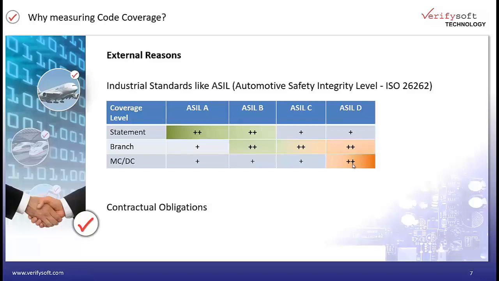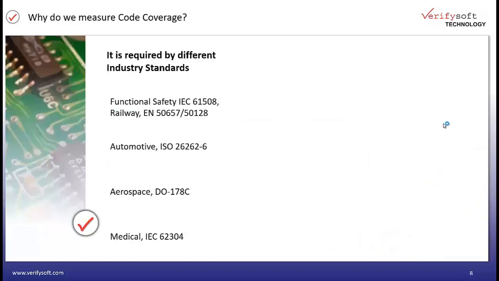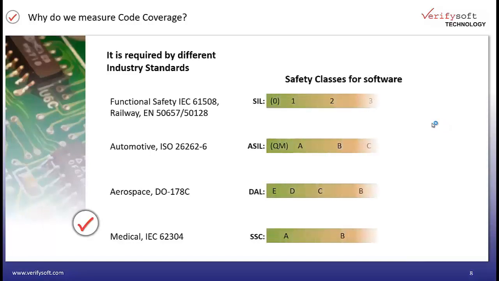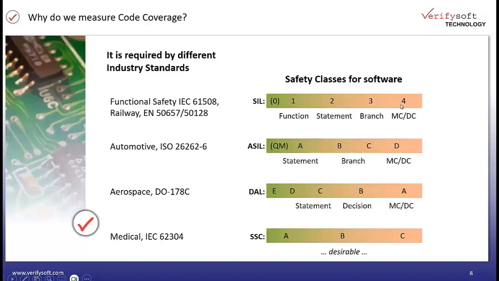So, external reason: standards. Another external reason might be contractual obligations, which your customer obliged you to fulfill. These coverage levels we have seen for the 26262 automotive standard. It's about the same for the other standards, for example for railway or aerospace. There we have the SIL, safety integrity level. The higher it is, the more you need to test. It's the same everywhere. And for the highest level, we have MCDC coverage everywhere, by the way.